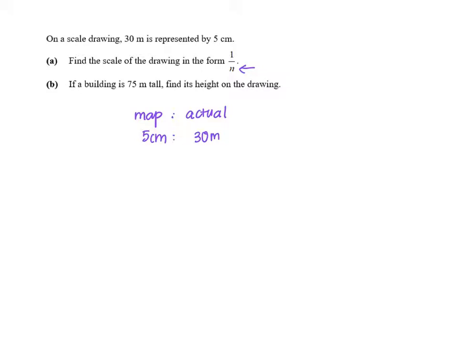But is there any difference in the units? This one is cm, that one is meter. Then how? Change the meter to cm first. So I have 5 cm. How many meters? So we times 100 gives you 3000 cm. But is this 1 to something? So we simplify it. 1:600.